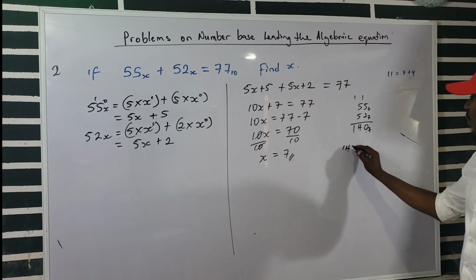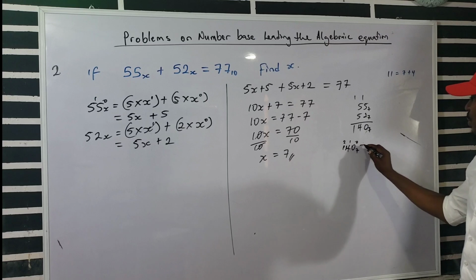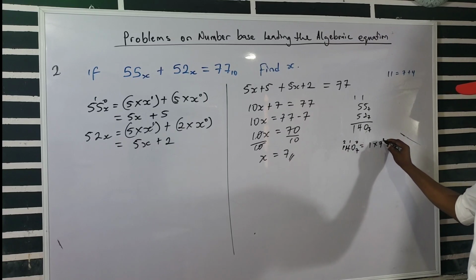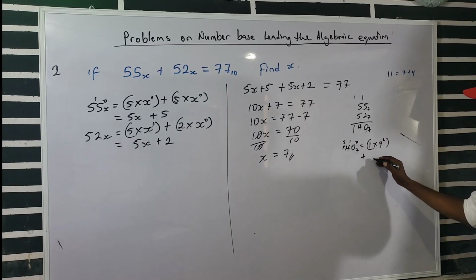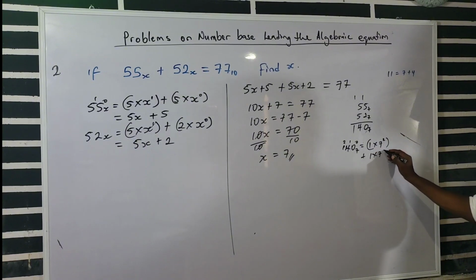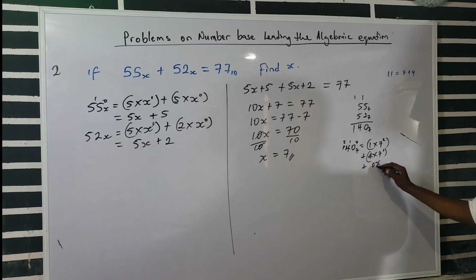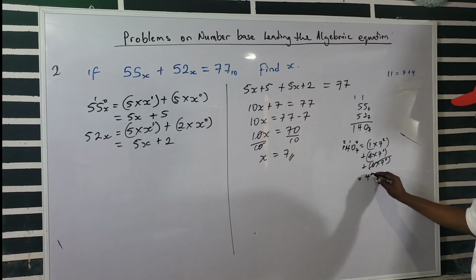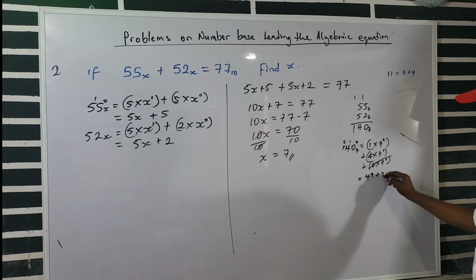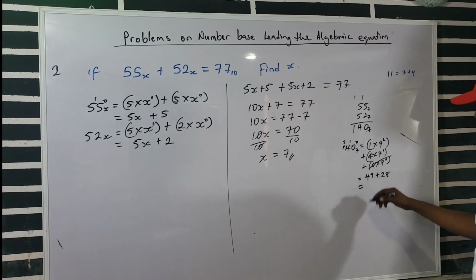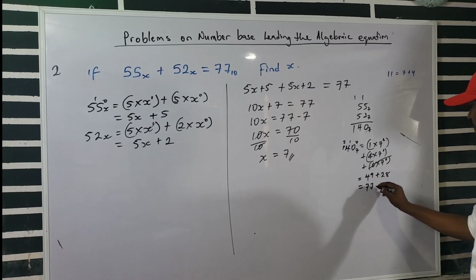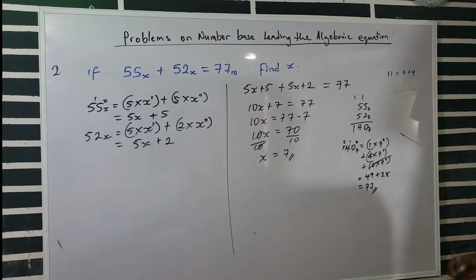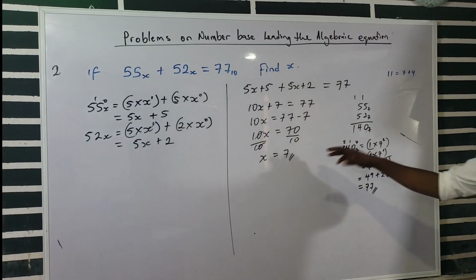Let's check it out. 140 base 7, with positions 0, 1, 2. That will give you 1 times 7 raised to power 2 plus 4 times 7 raised to power 1 plus 0 times 7 raised to power 0. So we'll have 49 times 1 giving you 49, plus this one will give you 28. So 49 plus 28 will give you 77, which is what we have there. So our x is 7.